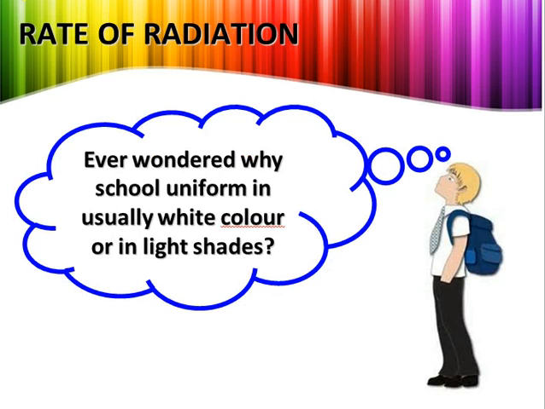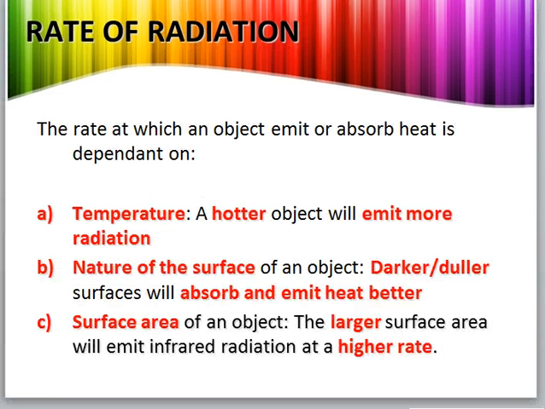Now, let's look at some applications. We talk about the rate of radiation. Why is our school uniform usually white in color or in a lighter shade? The key here is whether an object emits or absorbs heat, and how fast it absorbs or emits heat in terms of radiant heat.